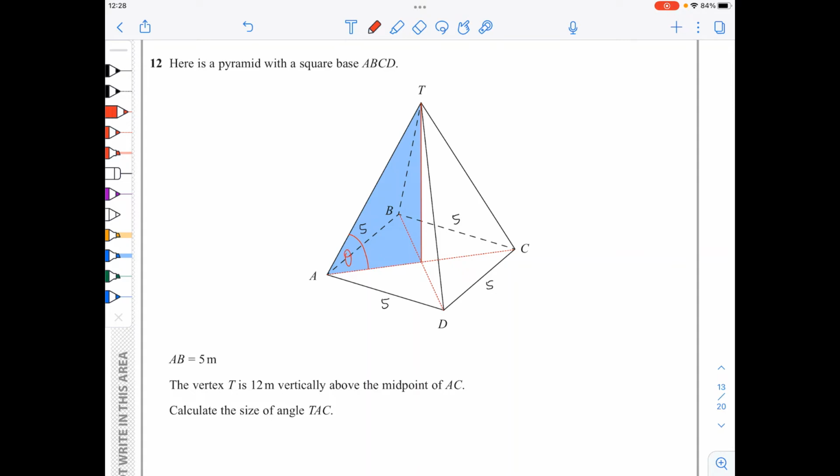Now, I'm going to label the point here X, the foot of the perpendicular from T onto the base of the pyramid. Now, this is a right angle here, which means I can use Pythagoras to say that AC is the square root of 5 squared plus 5 squared. The calculator gives me 5 root 2, which means that AX is just 5 root 2 over 2.